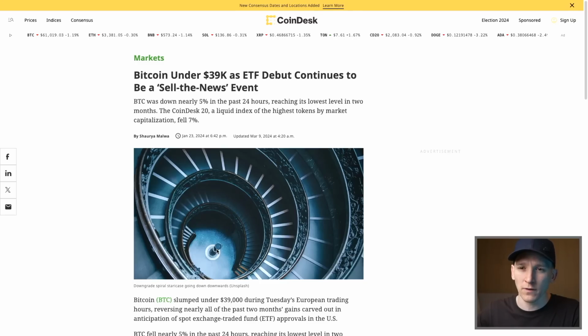Next trade example in this bull market was the pullback after the ETF announcement. So under 39K, ETF continues to be a sell the news event. This is an absolutely classic counter signal mainstream media event where a real trader can take advantage of this, which is just absolutely the wrong side of the trade, right?